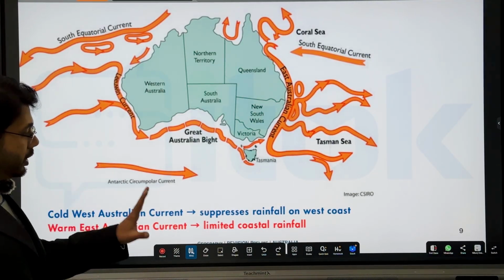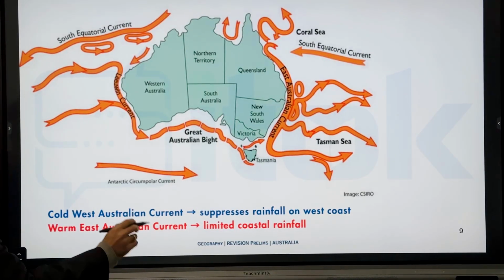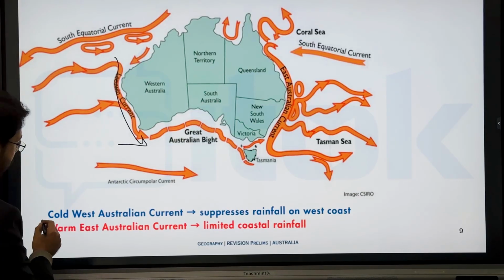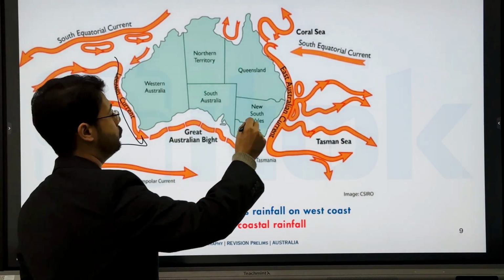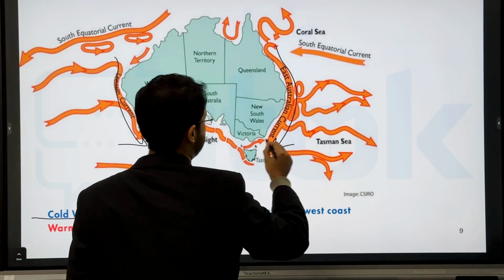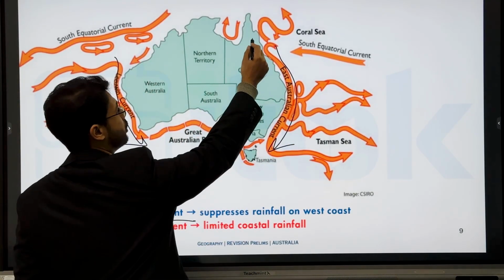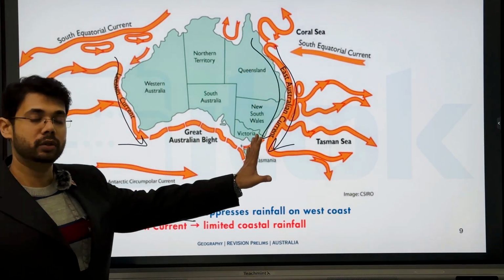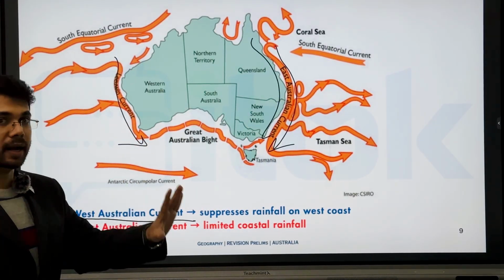Now the final part is oceanic currents. We have a cold oceanic current moving here. This is called the cold West Australian current, and we have a warm current flowing here, the East Australian current. Because of this warm current, and there is a range over here called the Great Dividing Range, there is some amount of rainfall taking place on the eastern part of Australia, but the western part of Australia remains dry.